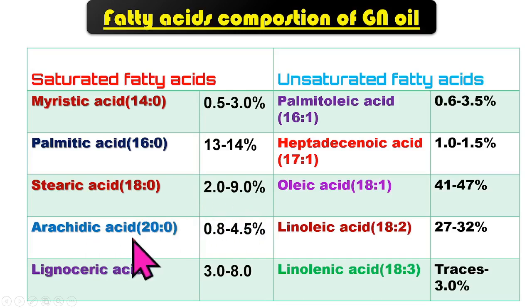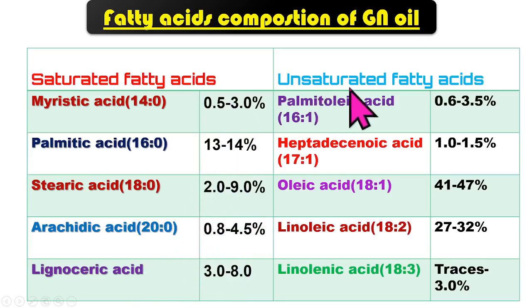Then arachidic acid is a 20 carbon saturated, long chain fatty acid. It is present from 0.8 to 4.5%. Another long chain saturated fatty acid is lignoceric acid. It contains 24 carbons and is present at only 3 to 8%. These are the 5 saturated fatty acids present in groundnut oil. Only palmitic acid is in large quantity, 13 to 14%. Then stearic acid up to 9%. The remaining are less than 3%.